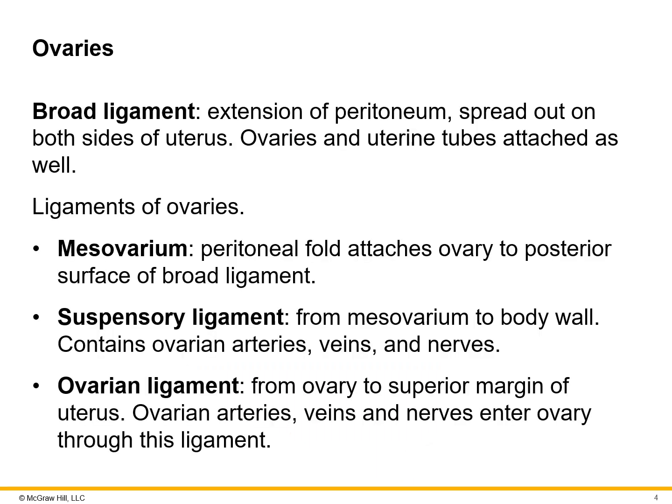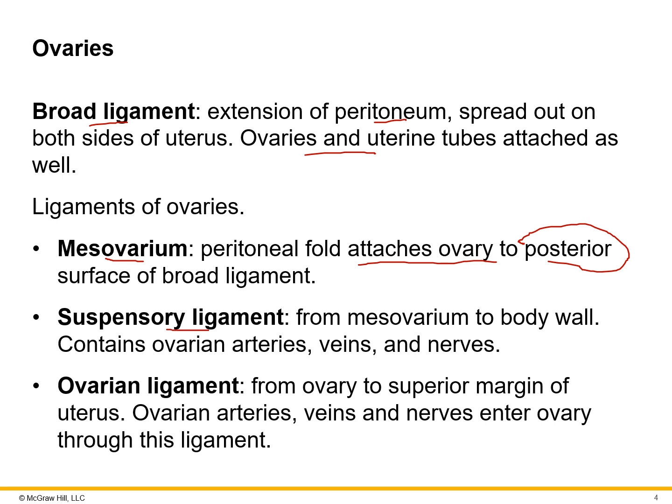Now, if we look more specifically at the ovary, we have what's called the broad ligament, which is part of the peritoneum, and then it spreads out on both sides of the uterus, and this is where the ovaries and the uterine tubes attach. So the ligaments here of the ovaries, we have the mesovarium. That's the peritoneal fold that attaches the ovary to the posterior surface of that ligament.